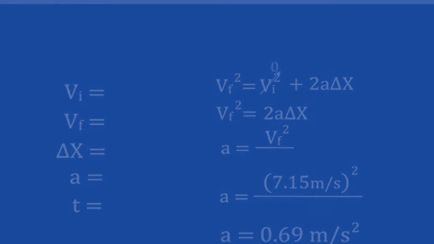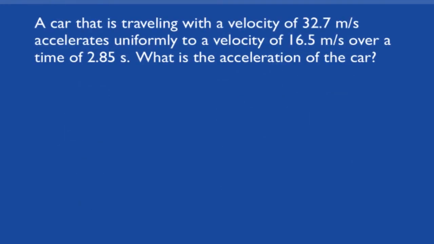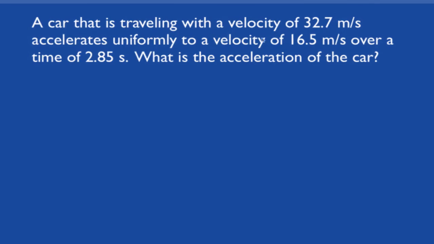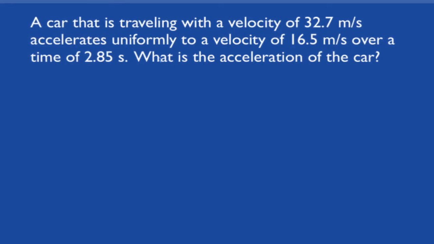Our second example of solving for acceleration: a car is traveling with a velocity of 32.7 meters per second. It accelerates uniformly to a velocity of 16.5. Now you will notice it is slowing down. A change in velocity is still called acceleration, so it does not say acceleration here, but you should notice that it's slowing down. This occurs over a time of 2.85 seconds, and we would like to know what is the acceleration.